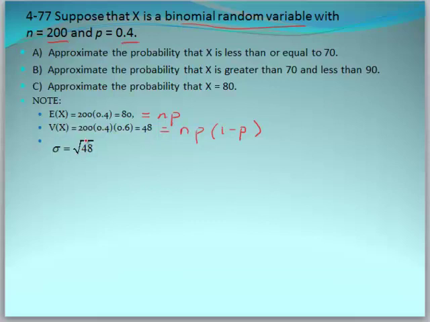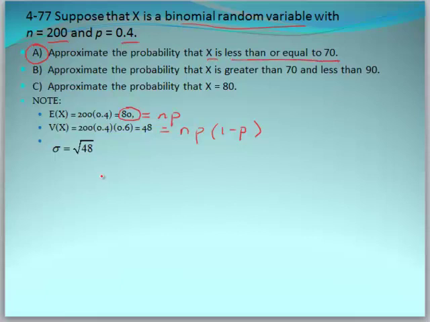So now we've got, with these values actually calculated out, the mean, the variance, and the standard deviation. So now the probability for part A, that x, the random variable, is less than or equal to 70.